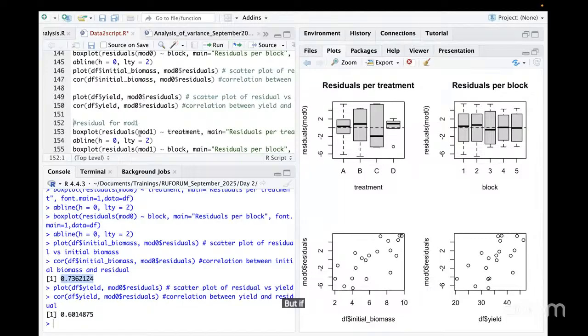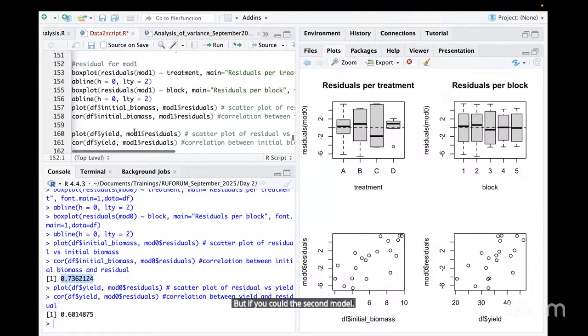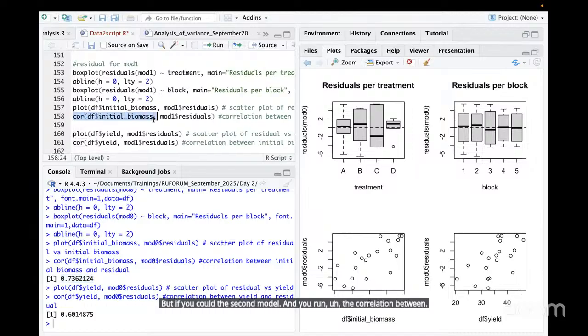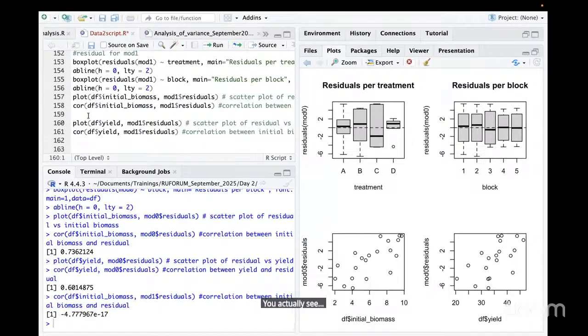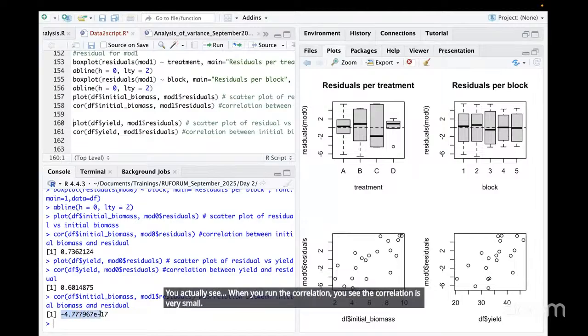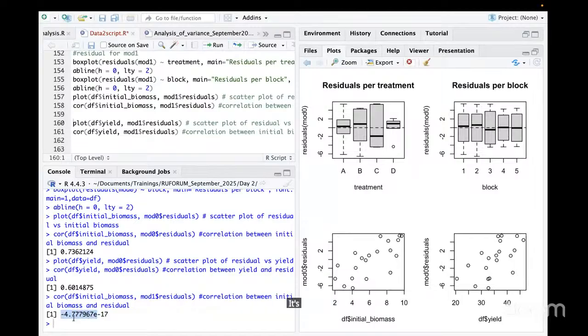But if you go to the second model, at line 158, and you run the correlation between the initial mass and the residue for model 2, you see the correlation is very small. It's negative 4.7 times 10 to the power negative 17. So that means the correlation is 0.00000 something.